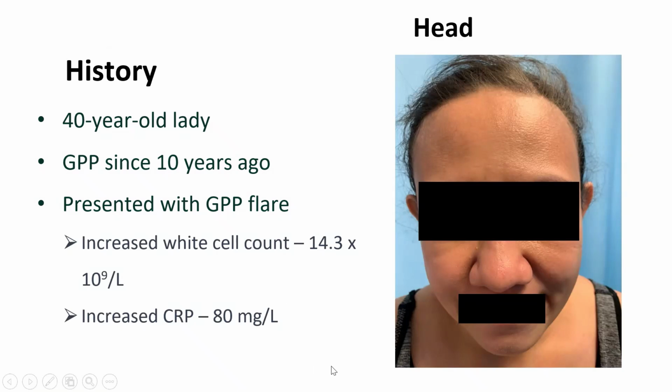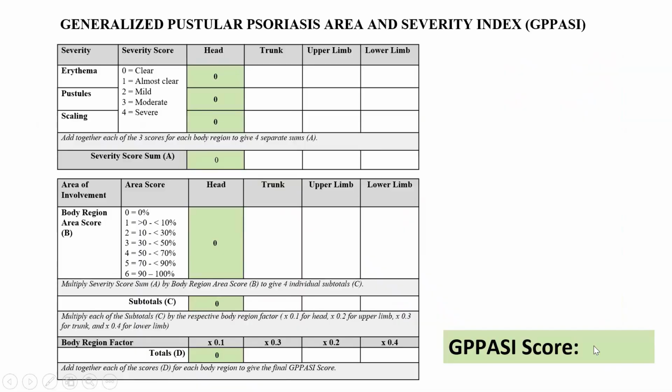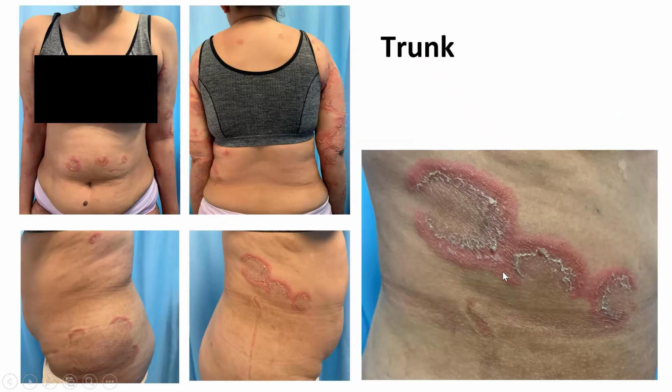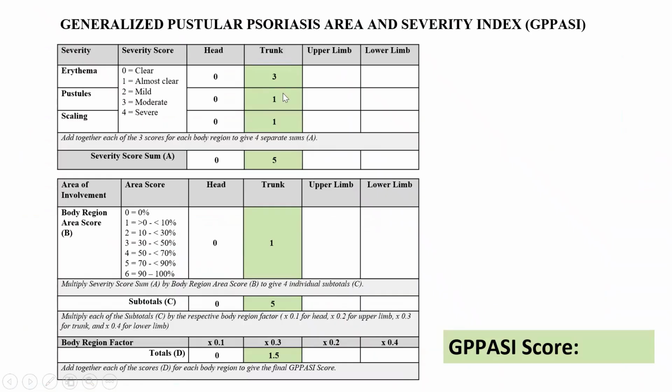If we want to score the GPPASI for this patient, look at the head area. You can see that it's pretty clear. So the head area, we get a score of 0. What about the trunk? Now it's definitely less severe than the first case that I shared. If you look at the close-up of the lesion here, it's mainly annular. It's bright red, but very minimal pustules, and the scaling is limited to the periphery of the lesion. For this patient, I would score the erythema as 3, both pustules and scaling as 1, so total 5.